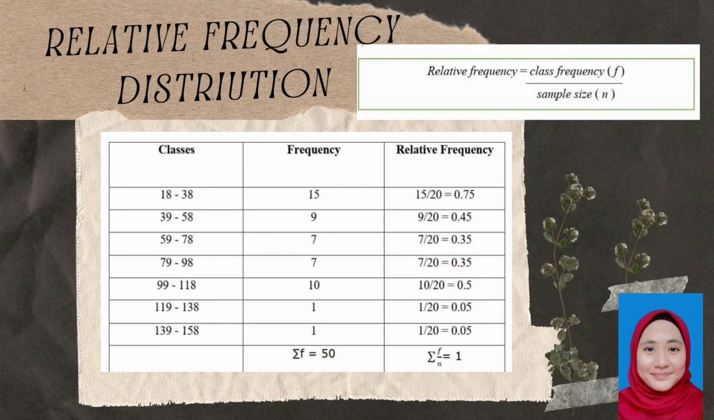Next is relative frequency distribution. This is the second table that I chose to describe the data. The relative frequency distribution is the portion or percentage of data that falls in that class. To find the relative frequency of a class, divide the frequency by the sample size.